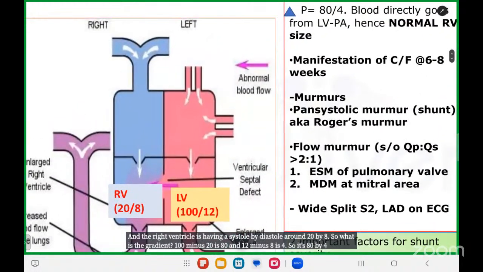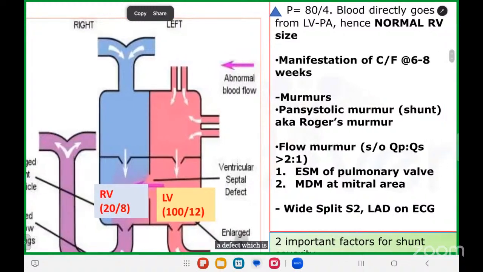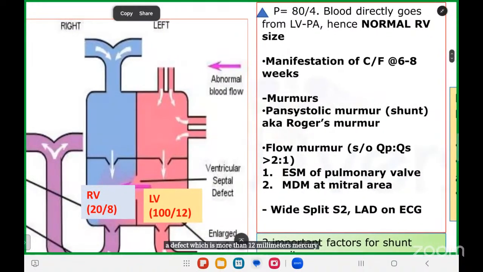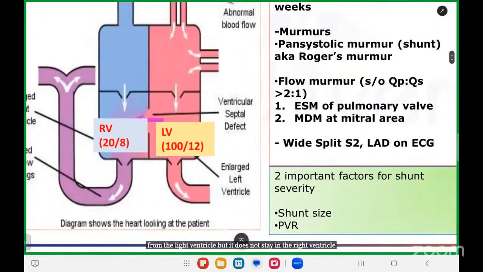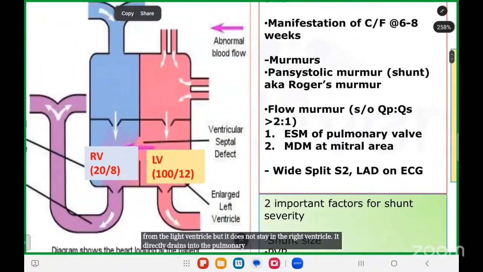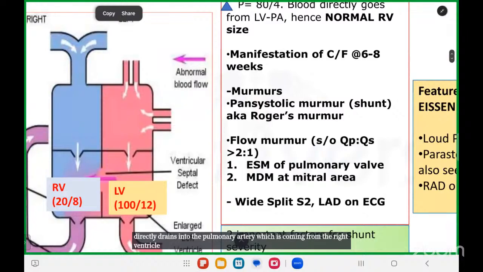Whenever there is a delta P, or a pressure gradient, more than 12 millimeters mercury across a defect, the blood directly goes from the left ventricle to the right ventricle. This blood moves into the right ventricle, but it does not stay in the right ventricle. It directly drains into the pulmonary artery, which is coming from the right ventricle. Hence, the RV size remains normal.